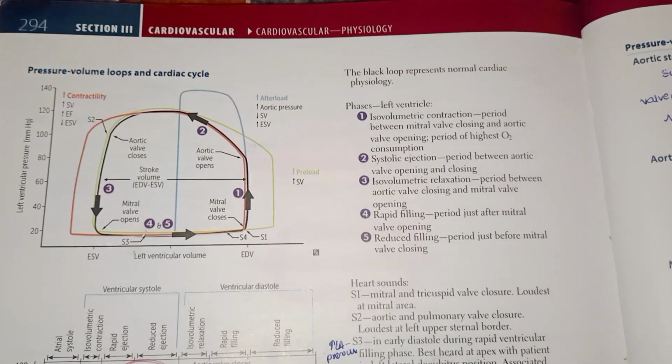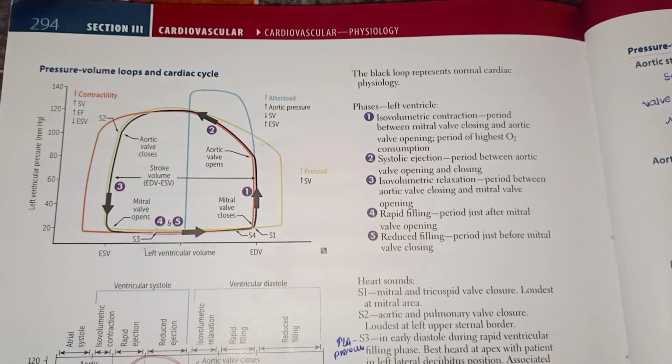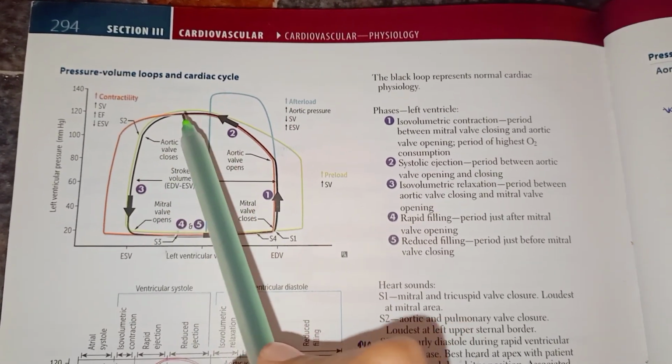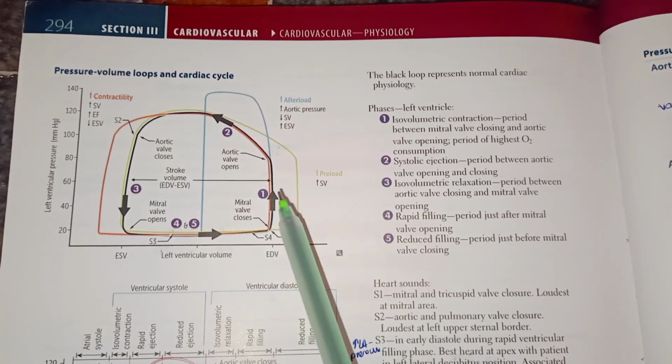Let's begin with part 2 of the cardiovascular system. Here I'm going to discuss the pressure volume loops in a simple way. The first point is to observe this black line, and the first point here represents the isovolumetric contraction.